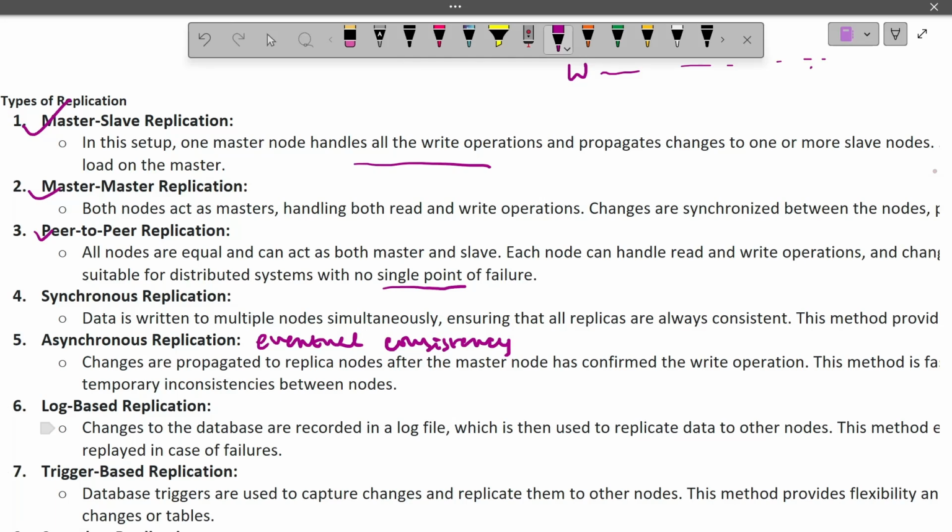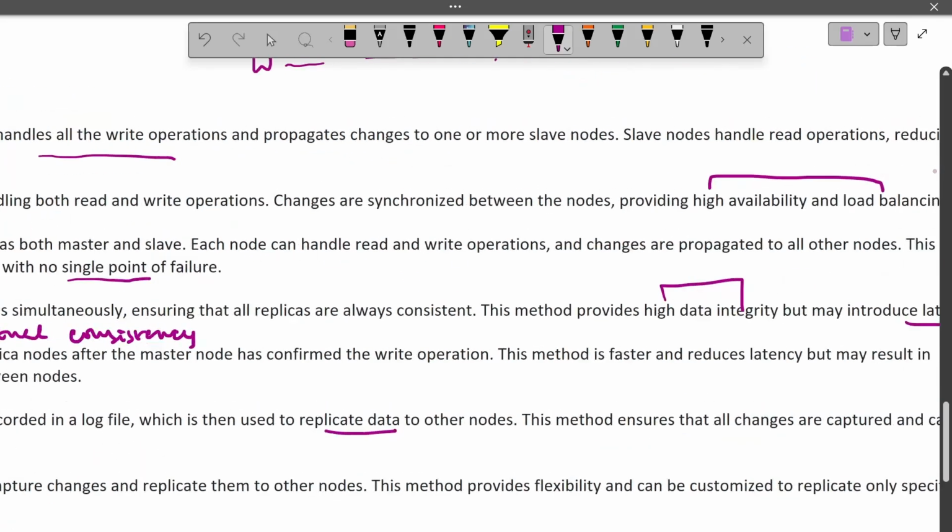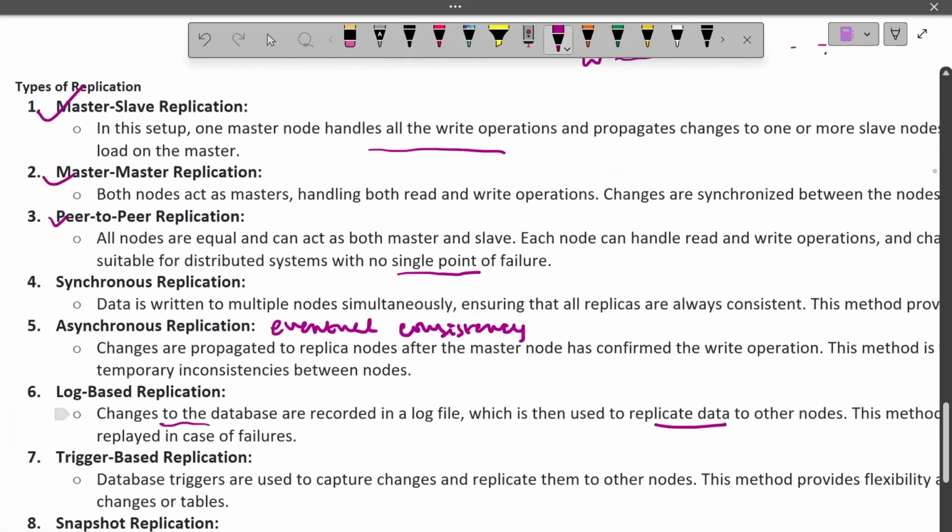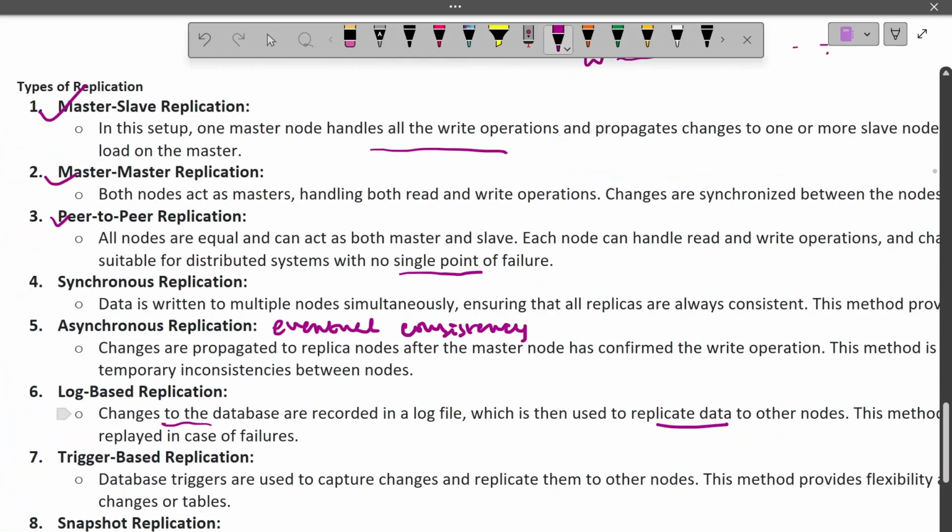Next is log-based replication. Whatever changes you have made, we will record them somewhere, similar to asynchronous, and after we have recorded them, we will use that to replicate. This method ensures that all the changes are captured and can be replayed. So you kept track of all the changes you have done. You are logging it somewhere.